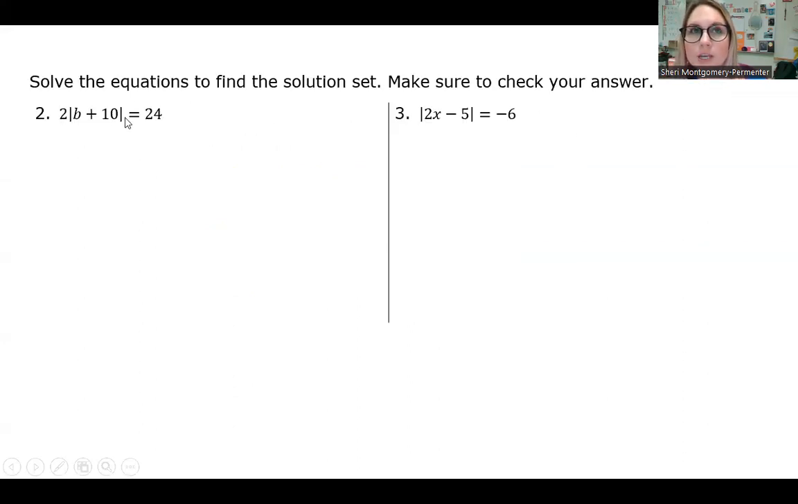The next questions. These are solving absolute value equations. So we're going to figure out what B is. We're going to figure out what X is. First step, you've got to isolate the absolute value. So for this problem, the absolute value is not isolated because there's a 2 in front. So to get rid of multiply by 2, what do we do? Divide by 2.